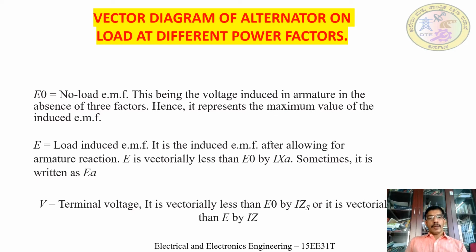Then V is the terminal voltage. It is vectorially less than E naught by I into ZS, or it is vectorially less than E by IZ, where ZS is the synchronous impedance. It's a vector sum of armature resistance and synchronous reactance.